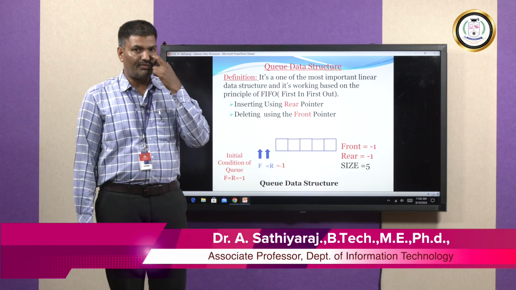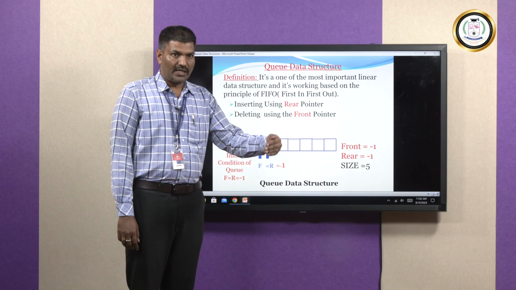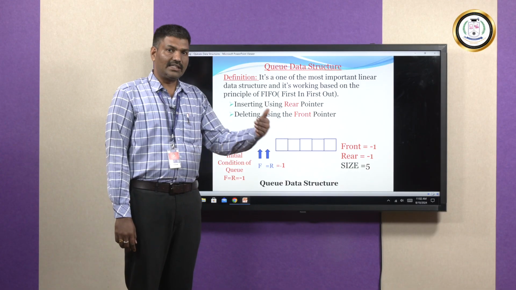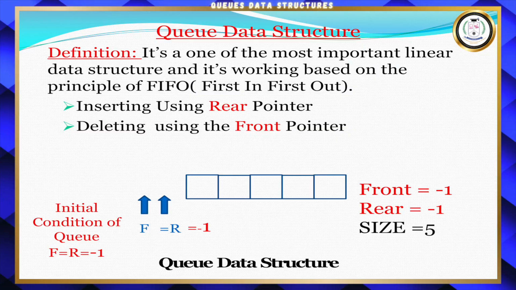A real time example: if you are going to the cinema theater and want to buy a ticket, you need to enter the queue. If you entered first, you will get the ticket first. If you enter last, you will get the ticket last. So, that is a real time example for the queue data structure.